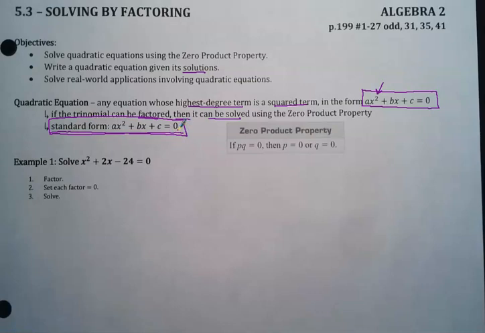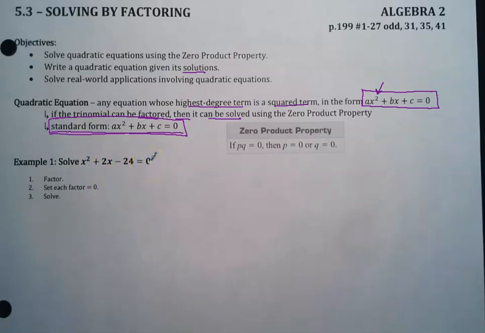All right, so notice our zero product property. It says if PQ equals 0, then P equals 0 or Q equals 0. Because PQ is P times Q, the only way to equal 0 is for one of those numbers to equal 0. Which you're probably like, how is that helpful? But we're going to show you.